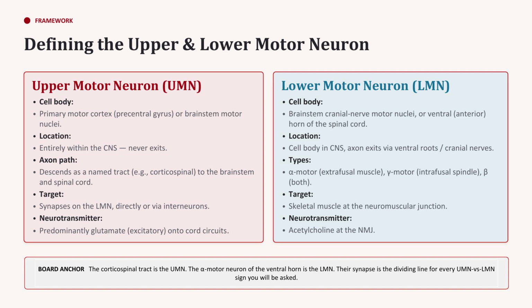Recognize the 3 flavors. Alpha motor neurons drive extrafusal fibers and generate force. Gamma motor neurons set muscle spindle sensitivity. Beta neurons do both. Gamma tone is quietly important. It is part of why UMN lesions produce spasticity, because descending pathways bias the gamma spindle loop. The board anchor at the bottom is worth memorizing verbatim. The corticospinal tract is the prototypical UMN. The ventral horn alpha motor neuron is the prototypical LMN, and the synapse between them is the boundary that decides whether a lesion looks upper or lower.